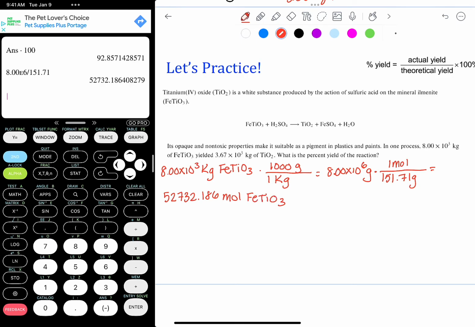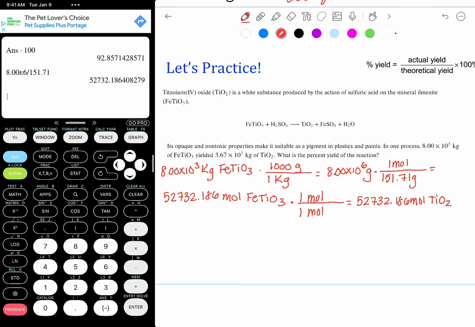FeTiO3. We now want to convert from our reactant to our product, and that's all in a 1-to-1 mole ratio. I think everything in this reaction is a 1-to-1 mole ratio. So our product, TiO2, titanium oxide, is also 52,732.186 moles.